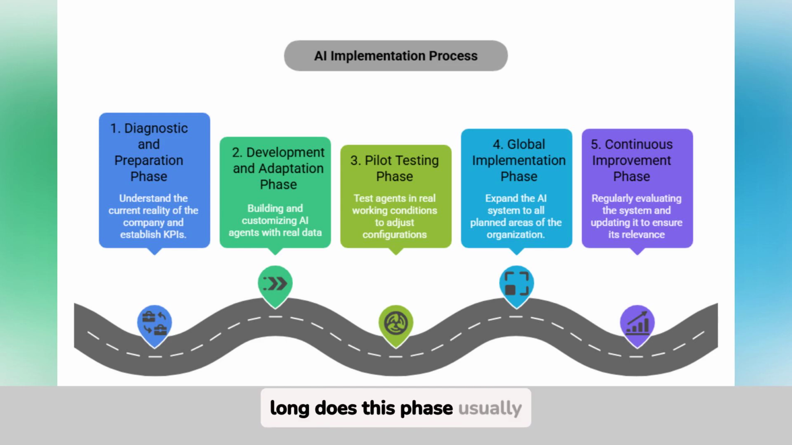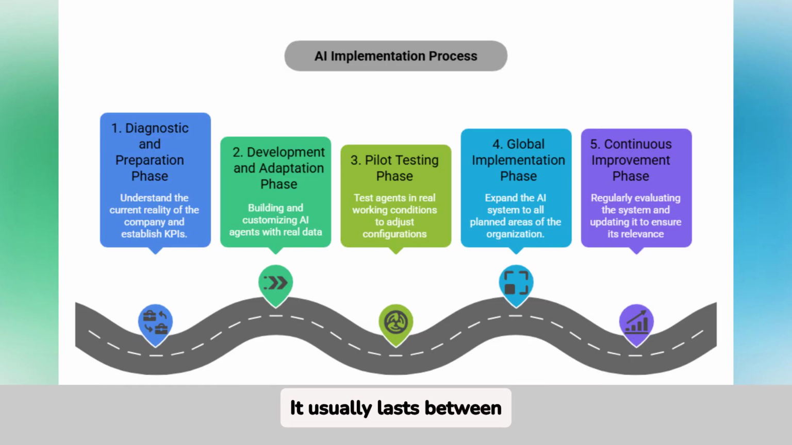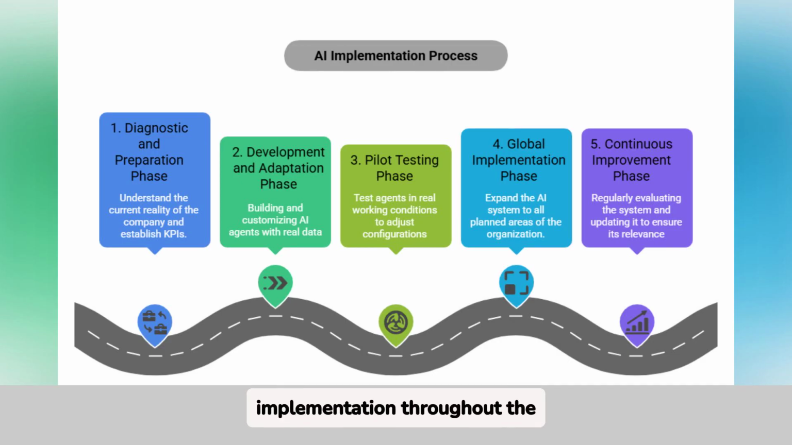And how long does this phase usually last? It usually lasts between 2 and 4 weeks, depending on the scope and pace of the team. But it is a very powerful phase because it allows everyone to see the system in action and generates internal confidence, enthusiasm, and ideas for future improvements. It also helps to quickly detect possible frictions or errors before scaling it up. And then comes the full implementation throughout the organization, right?